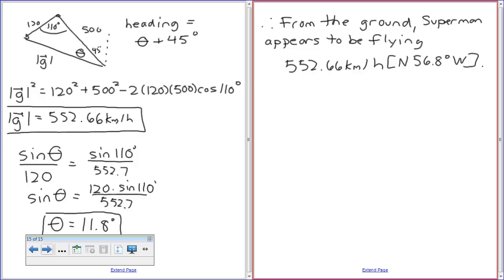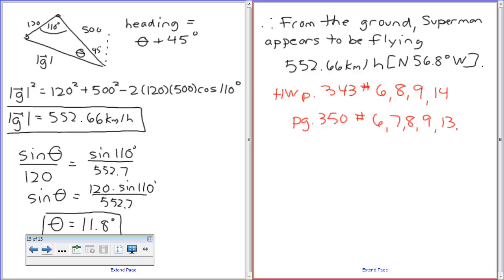I'll write homework on the board in case you need practice on these. It probably wouldn't hurt to do a few of the component questions. Word problems we're delving into tomorrow as well. So my homework here is some of the choice assignment. Homework is page 343, numbers 6, 8, 9, 14, and page 350, numbers 6, 7, 8, 9, 14, 20.